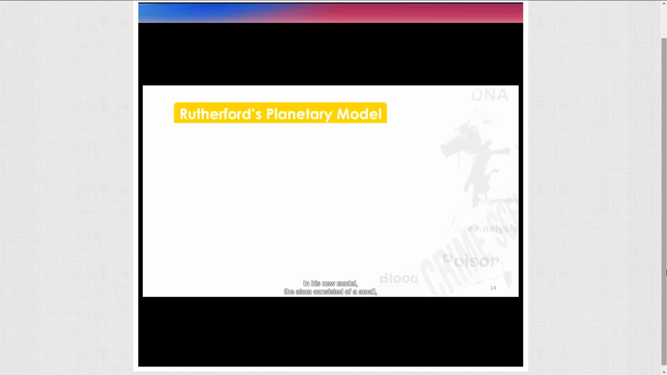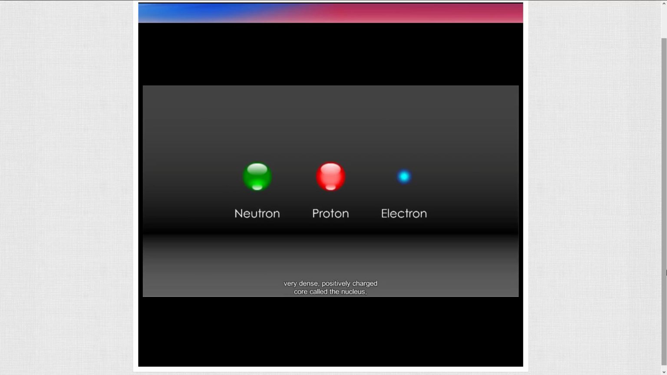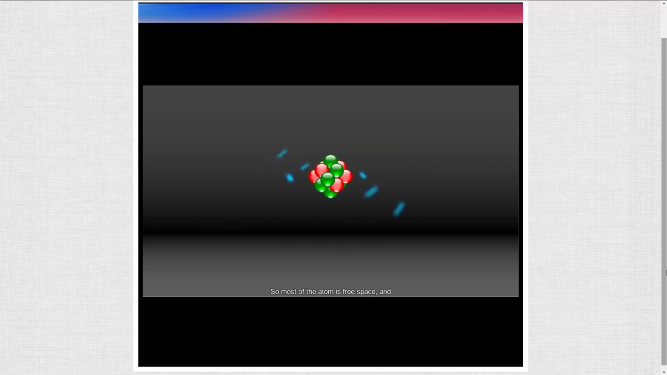In his new model, the atom consisted of a small, very dense, positively charged core called the nucleus, which was later found to be made up of protons and neutrons. And almost all the mass of the atom is concentrated in that nucleus. The electrons, which are negatively charged, orbit around that nucleus. So most of the atom is free space, and the electrons are moving through that free space as they orbit the nucleus. Now, there's a problem with this model which needs to be explained. If you have this small, dense, positively charged nucleus in the center, surrounded by these negatively charged electrons, then the atom should destroy itself, because the positive nucleus should attract the negative electrons, and the electrons should just collapse into the nucleus, and that's the end of your atom.